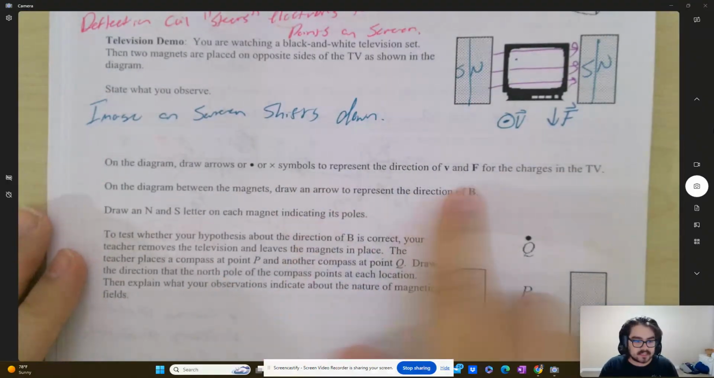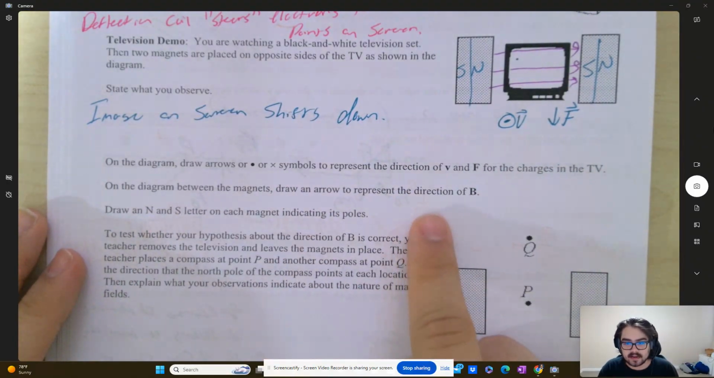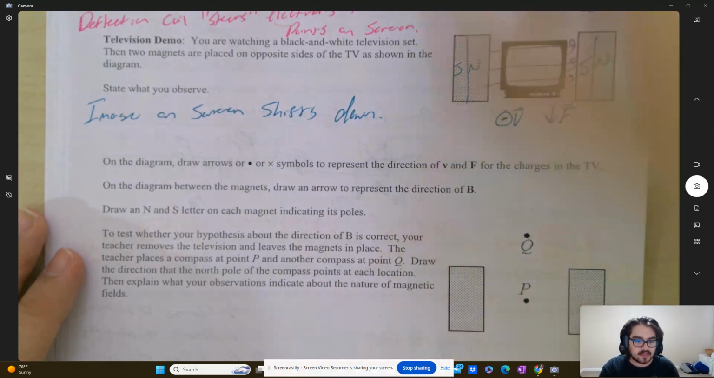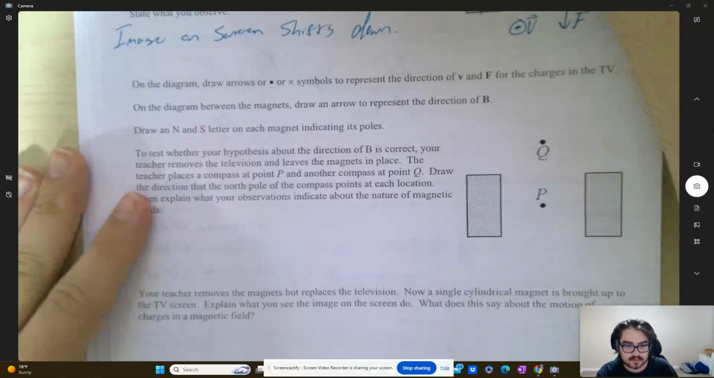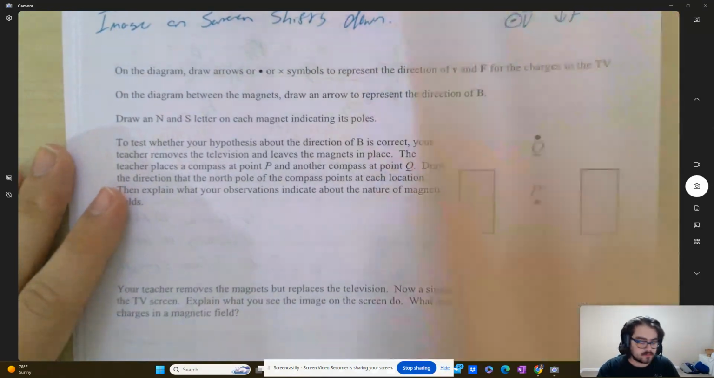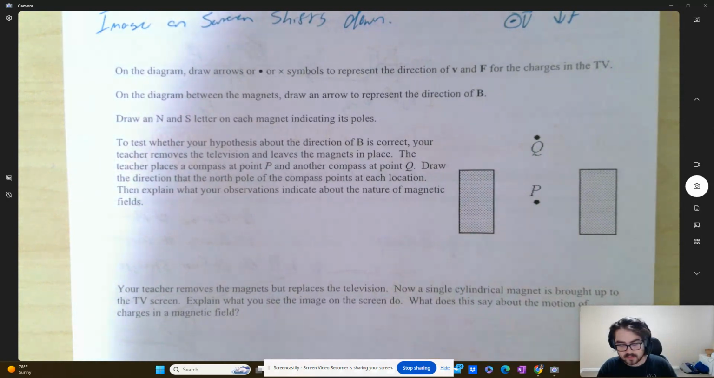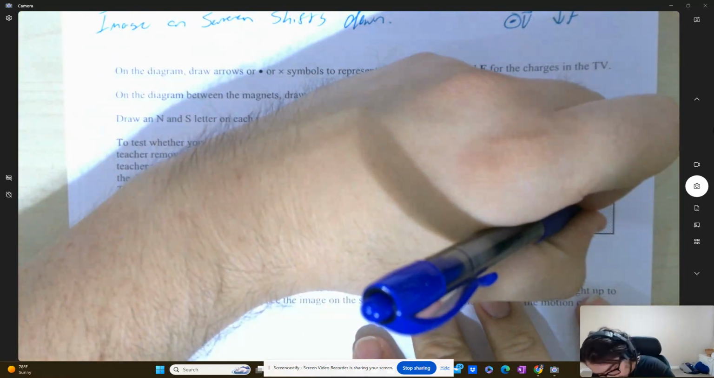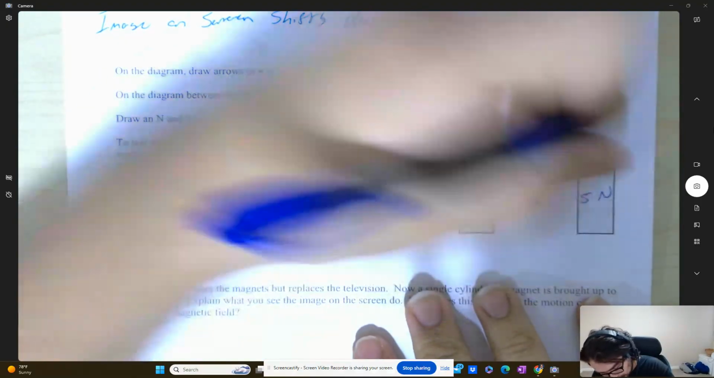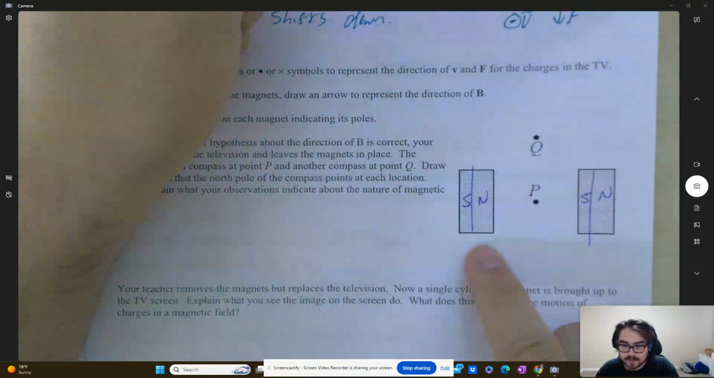Okay, already did that. We already did the arrow to represent where the B fields are. Okay, we already did the poles. Okay, to test that, right? If we were to, for example, take out the television and leave the magnets in place, what you would notice is that the B field, how that works, is again this south north, south north. Okay, with these magnets, right?